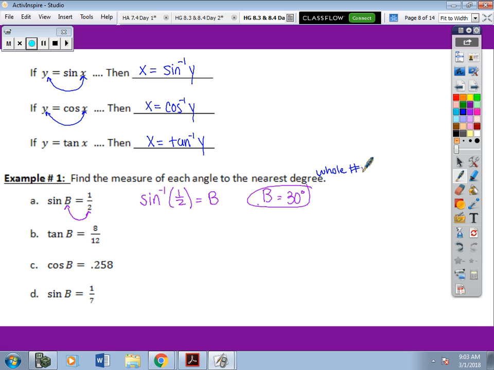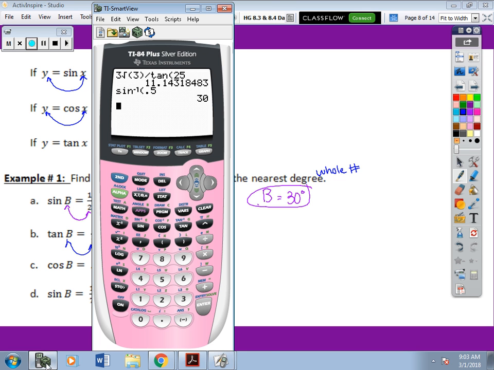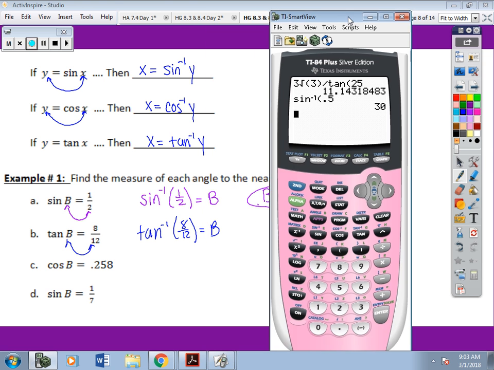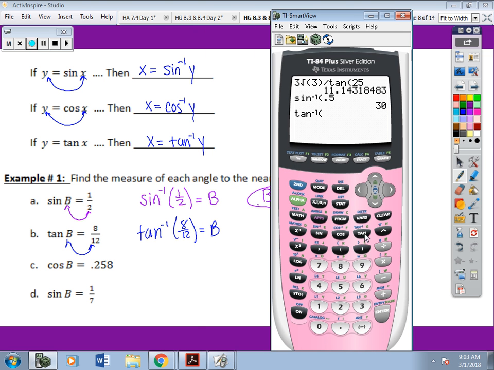Okay? So the next one, we will use the inverse tan of 8/12 is equal to B. So again, in our calculator, we have to press second tangent, 8/12. You don't want to do this on your cell phone. Again, using a real calculator. And we're going to round this to the nearest whole degree. So the 0.6 would round this to be 34 degrees.